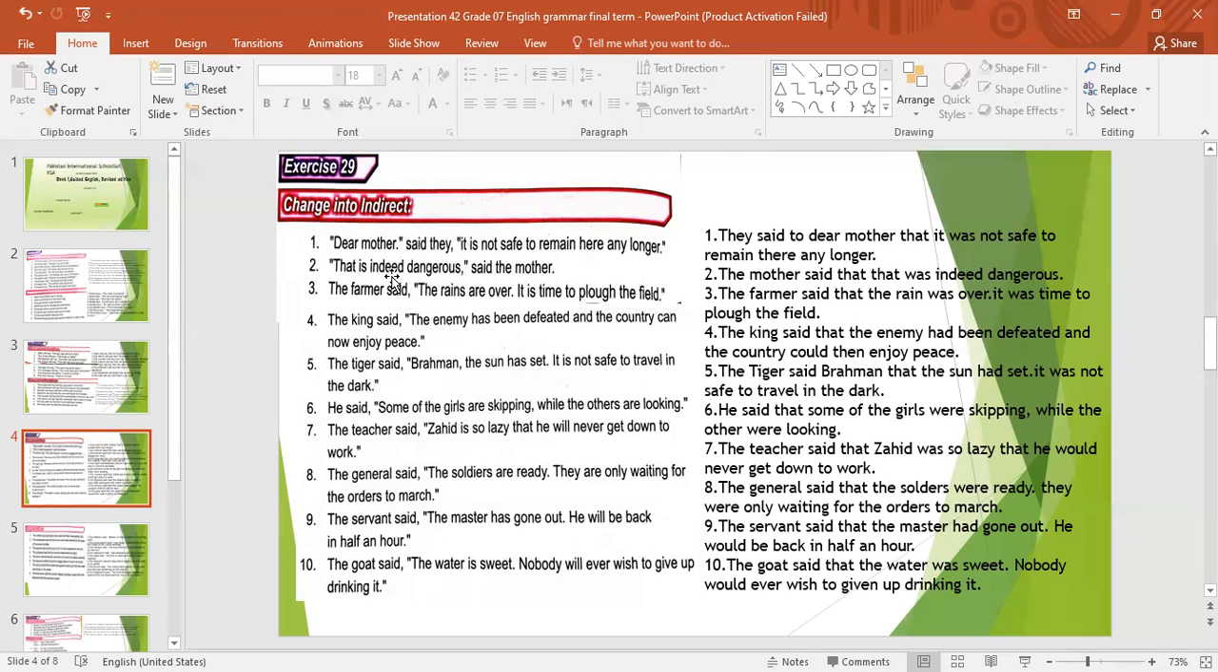Okay, here is a change to was. Let's move to another sentence. The farmer said, "The rains are over. It is time to plow the field." Here, two sentences in one direct speech.